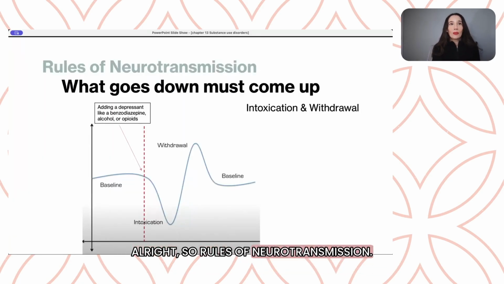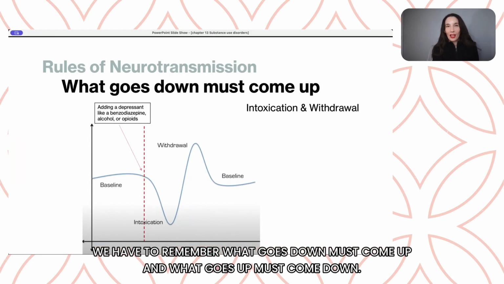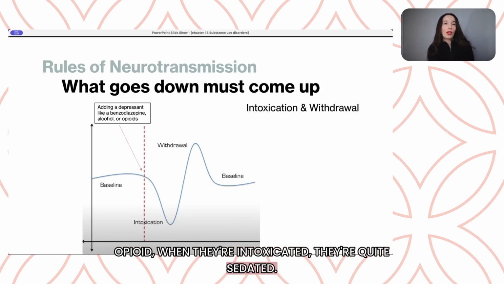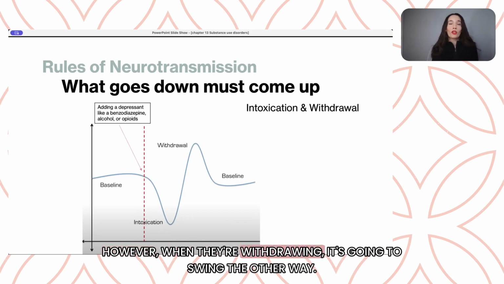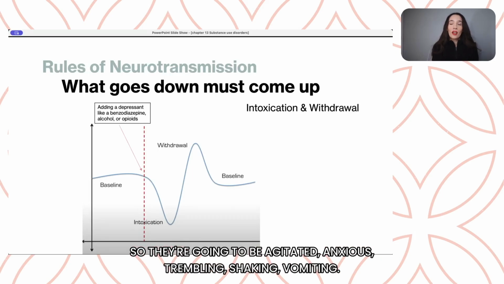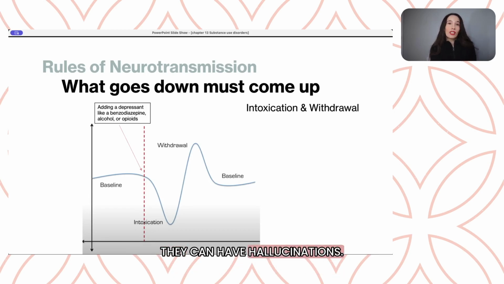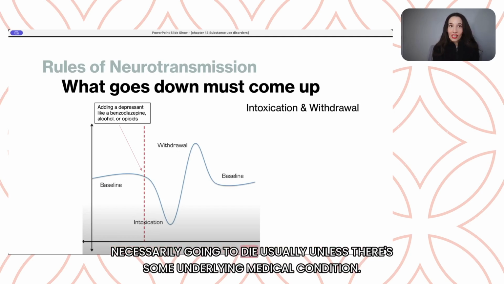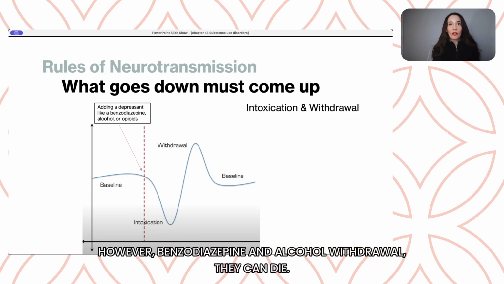All right, so rules of neurotransmission. We have to remember what goes down must come up and what goes up must come down. So when individuals take something like a depressant, like a benzodiazepine, alcohol, or opioid, when they're intoxicated, they're quite sedated. However, when they're withdrawing, it's going to swing the other way. So they're going to be agitated, anxious, trembling, shaking, vomiting. They can have hallucinations. They can have seizures. Opioids, they're not as likely to have a seizure. They're going to feel like they're going to die, but they're not necessarily going to die usually unless there's some underlying medical condition. However, with benzodiazepine and alcohol withdrawal, they can die.